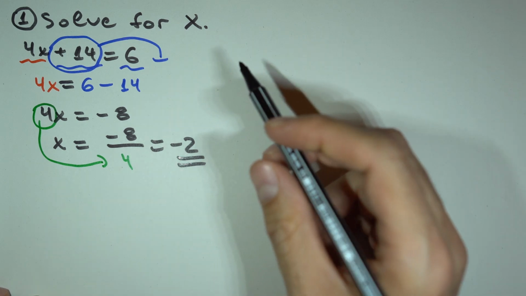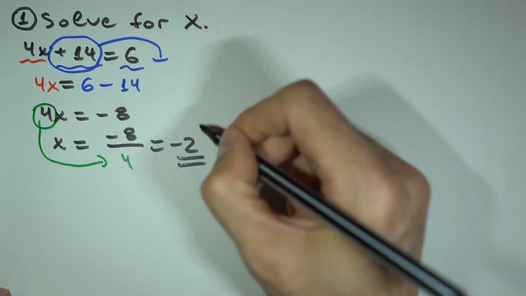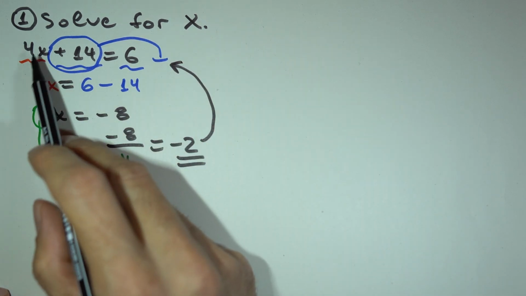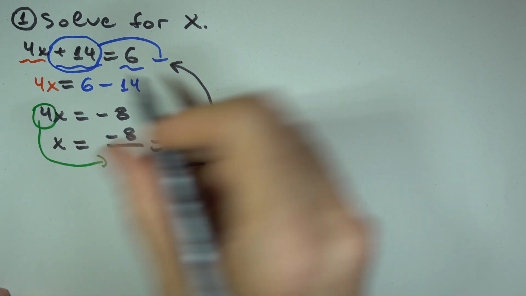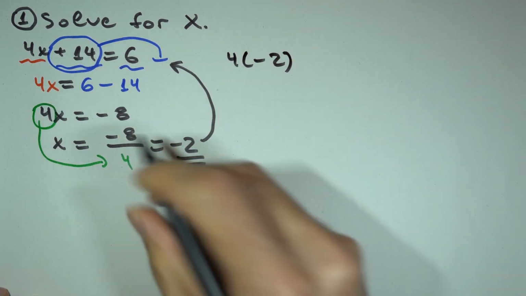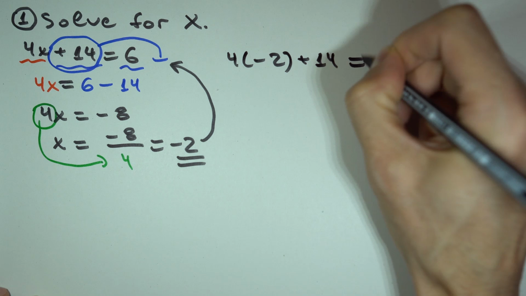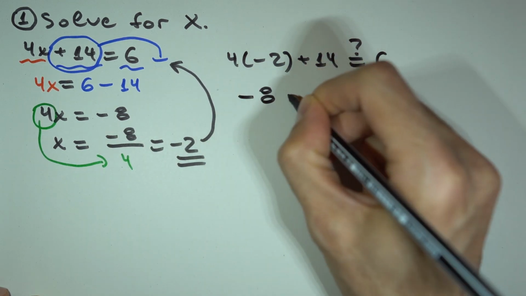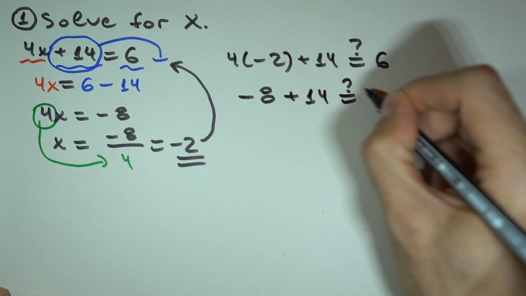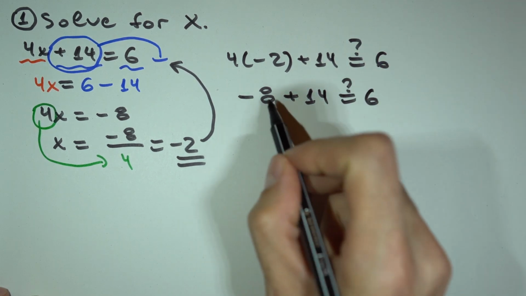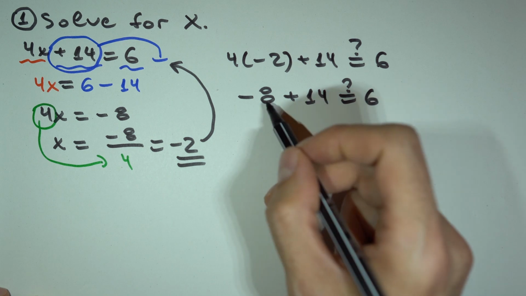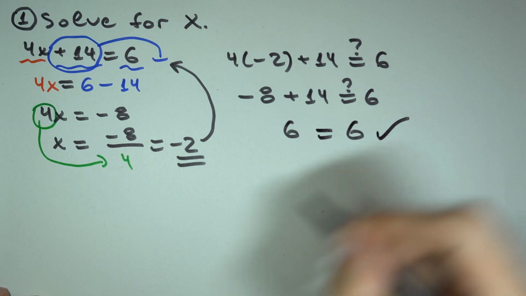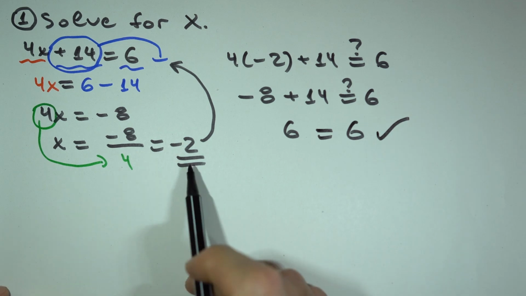However, we have to check whether our answer is correct. To do so, we have to take the minus 2 and plug it into the original equation. This means that whenever we see x, we have to write down minus 2 and see what happens. We have 4 times minus 2 plus 14, and we have to check whether this equals 6. 4 times minus 2 is minus 8, plus 14 remains, and the 6 remains as well. Minus 8 plus 14 is the same as 14 minus 8, which is indeed 6. And on the right-hand side we already have 6, so our solution is correct. X equals minus 2.